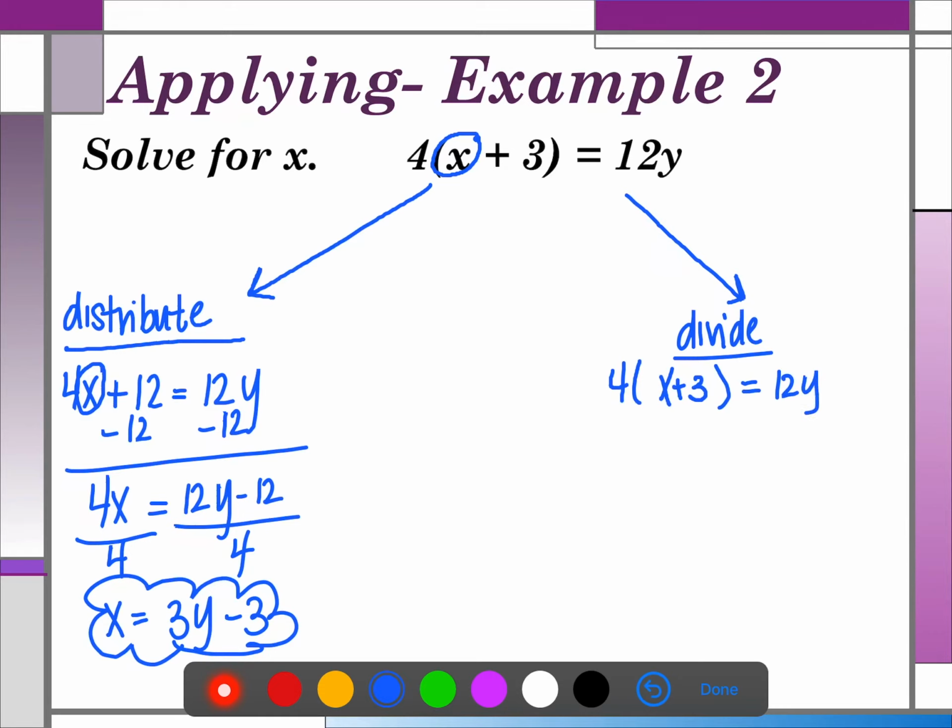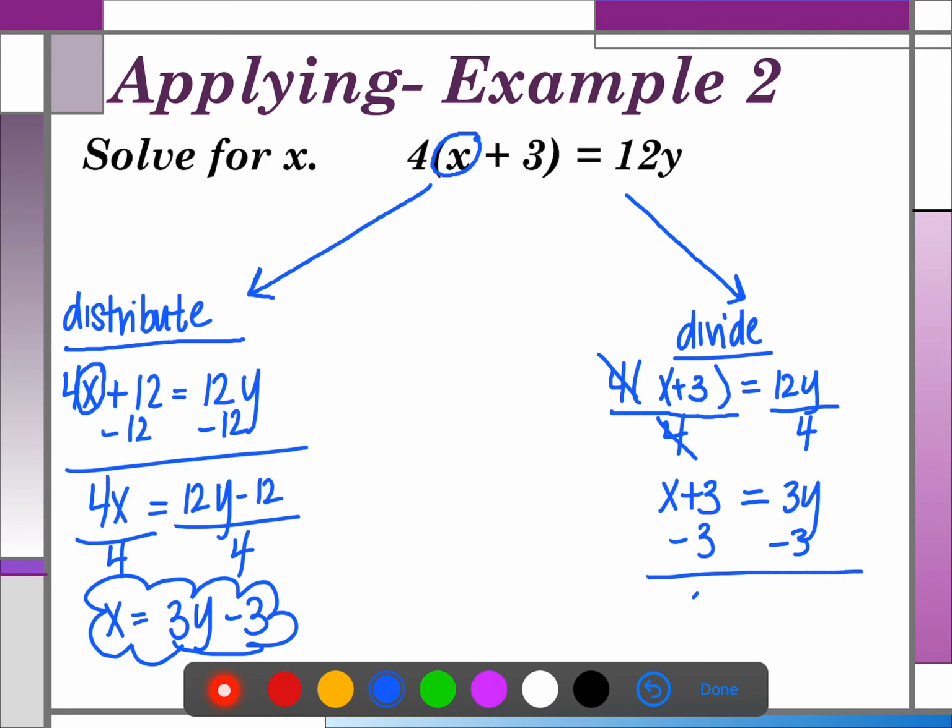Okay, because the 4 is on the outside of the parenthesis, we don't have to follow SADMAP just yet. Because there really are no other operations outside the parenthesis, I could divide out that 4 as my first step, and then isolate the x by subtracting 3. And we come out to get the same final answer in both situations. So what method you choose in this example is totally up to you, and either one would be accepted.